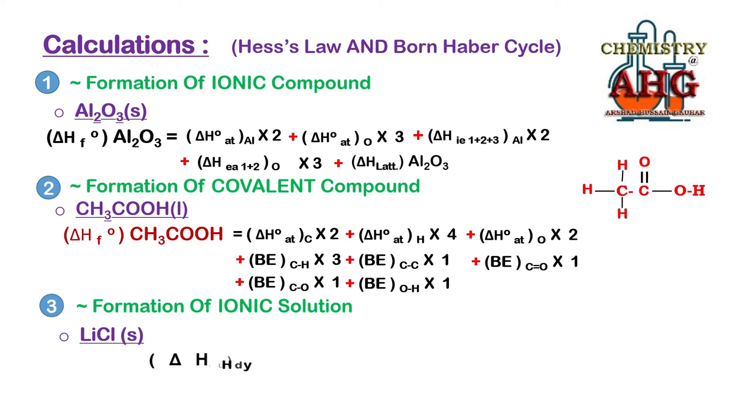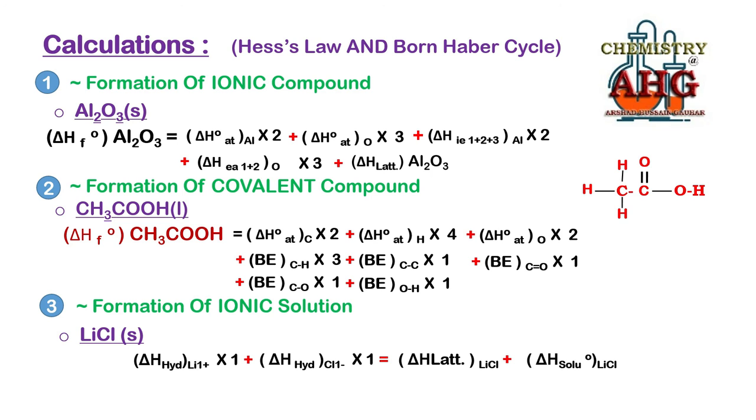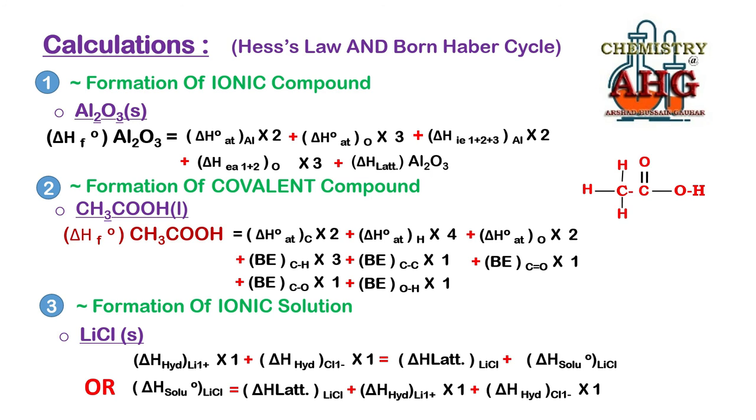In one formula you keep hydration enthalpy of positive ion plus hydration enthalpy of negative ion as the direct path. Hydration enthalpy can be taken equal to lattice enthalpy plus solution enthalpy. In the other formula you can take enthalpy change of solution as the direct path, which becomes equal to lattice enthalpy plus hydration enthalpy of positive ion plus hydration enthalpy of negative ion. So you can use any one of these two formulas to calculate enthalpy change of solution or any other unknown enthalpy change for the formation of an ionic solution.